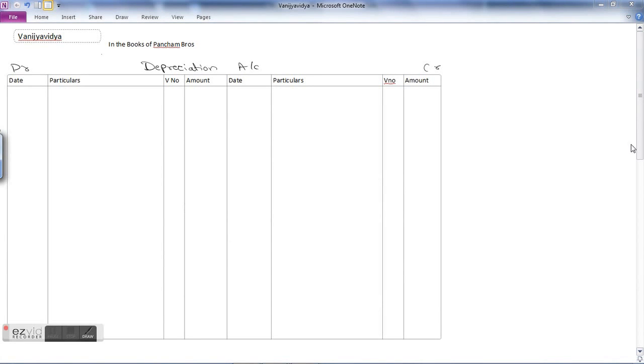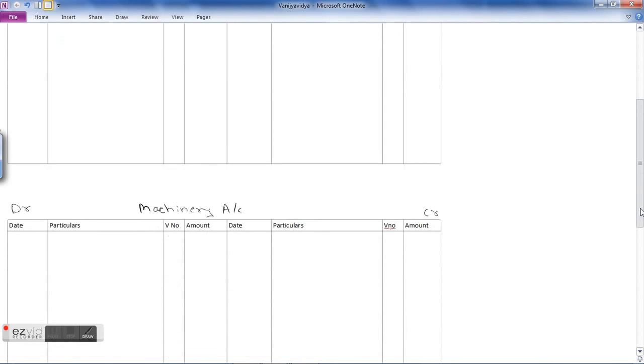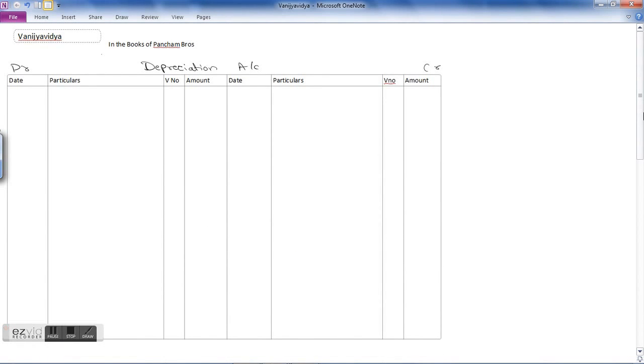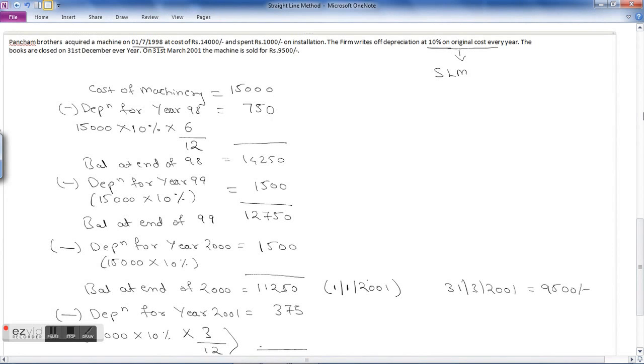Now I have prepared the depreciation account here and the machinery account. Now let's post the transactions directly into the ledger account. First, Pancham Brothers acquired a machine on 1/7/1998 at a cost of 14,000 and spent rupees 1,000 on installation. Let's assume that they have made a payment by check. If nothing is given, you have to assume that the machinery is purchased and the payment is given by check.